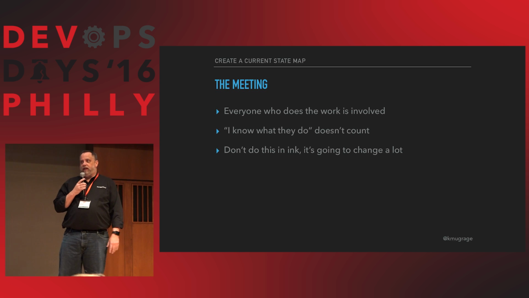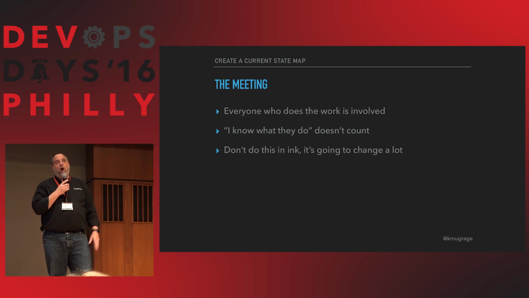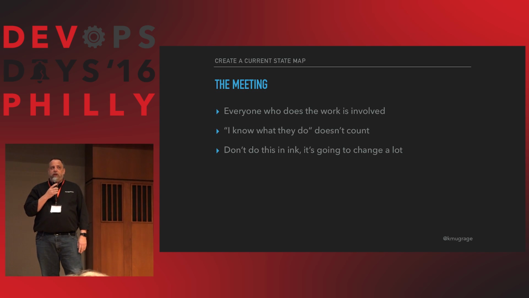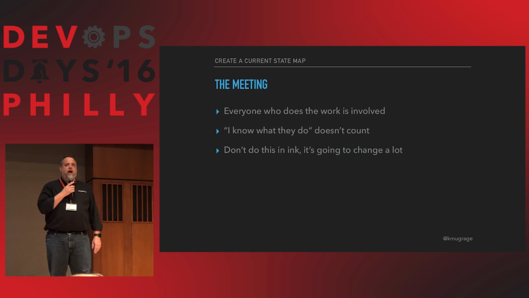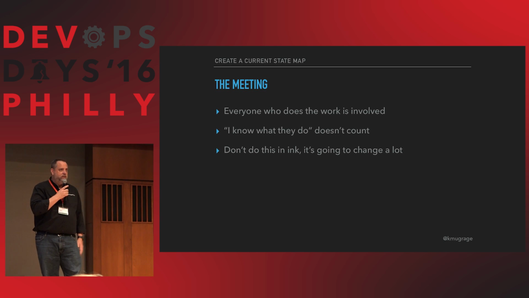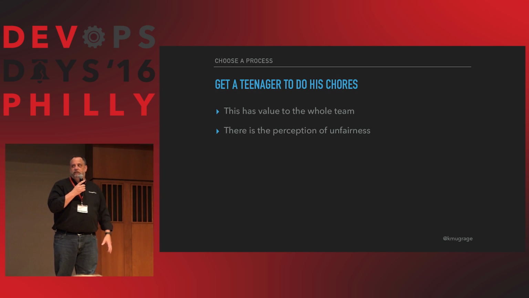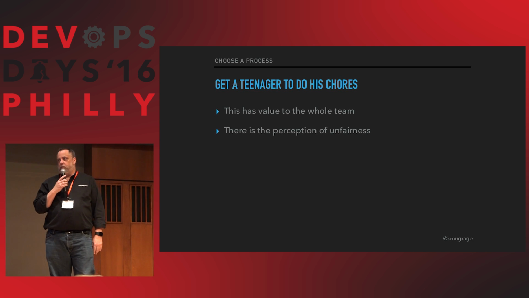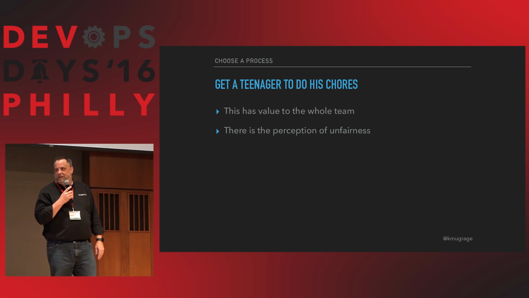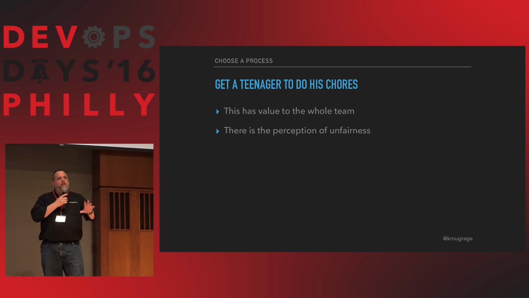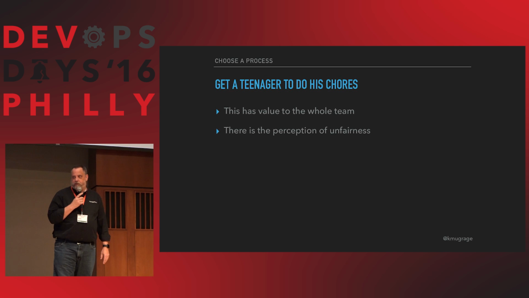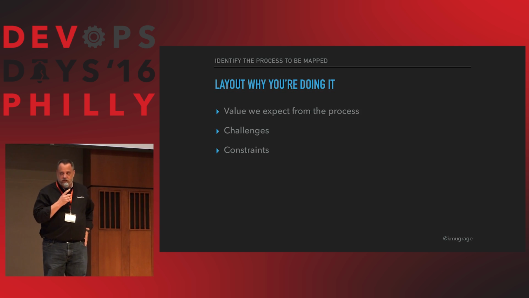So you do this by having the worst meeting in the world. It's one of those ones where everybody is there, or at least everybody from every department. And it's really important that it's the actual practitioners, not the person that knows what they do, the person that actually does it, okay? So for today, this is the one we're going to choose. I had to choose something that I think most people can at least go to. So we're doing a value stream map of getting a teenager to do his chores, because there's some friction around this process and there's some room for improvement.